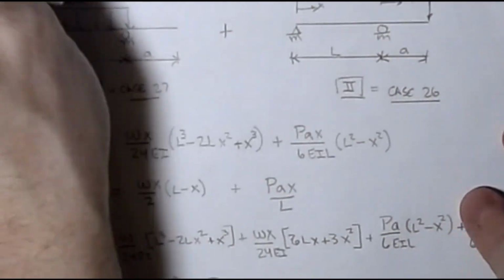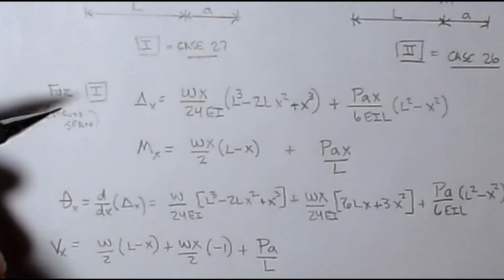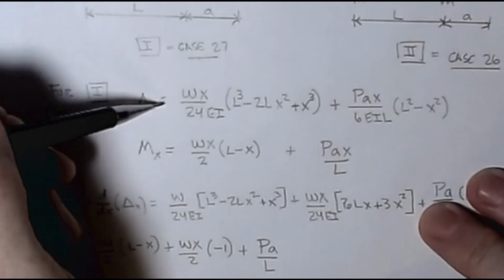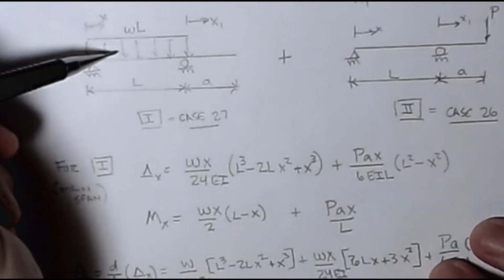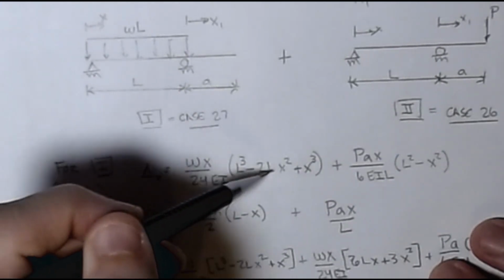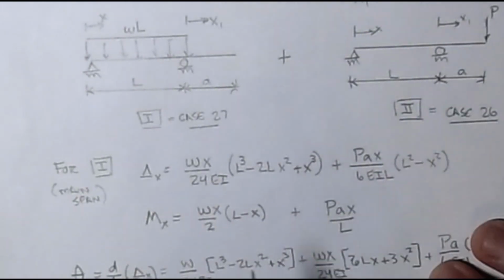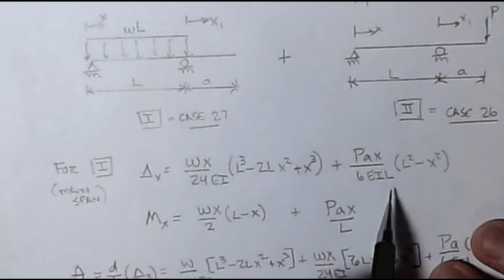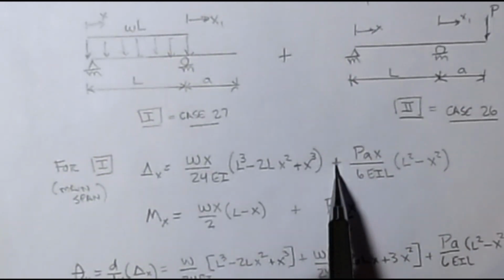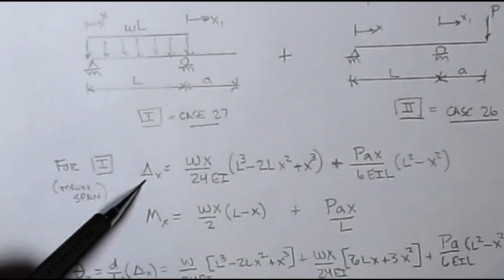So if you go and look at each of these, for the main span, region 1, I can calculate the equation of the elastic curve by taking the equation associated with this diagram, which is Wx over 24EI times (L cubed minus 2LX squared plus X cubed), plus the effects of this one, PAX over 6EIL times (L squared minus X squared). If I add these two together, that's the superposition part, and I can come up with my equation for my elastic curve.